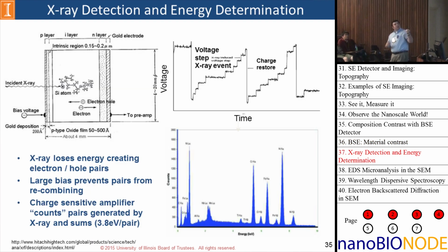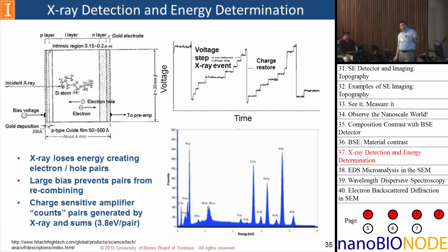So, good transition. X-ray detection and energy determination. How does this work? Generate an X-ray through the natural interaction of an electron with the sample. That X-ray is going to hit the detector, and when it does, through inelastic collisions, it's going to generate a bunch of electron-hole pairs. And what happens here is that we apply a bias to this detector so that these electron-hole pairs can't recombine.